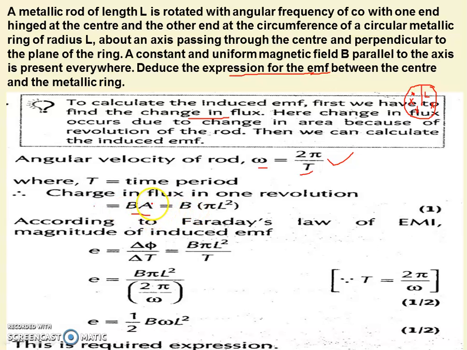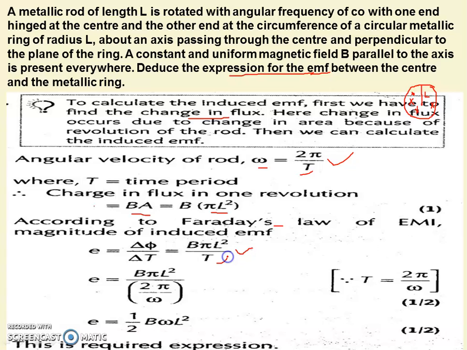Now area means the area covered by this rod. So that will be the area of the metallic ring, that will be pi L square. Now as per Faraday's law, the induced EMF equals the time rate of change of flux. This is the flux and the time taken in one revolution is capital T. So we can write it as B pi L square by capital T.